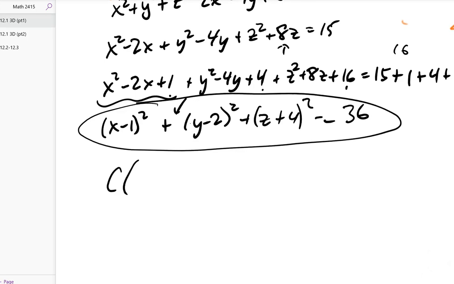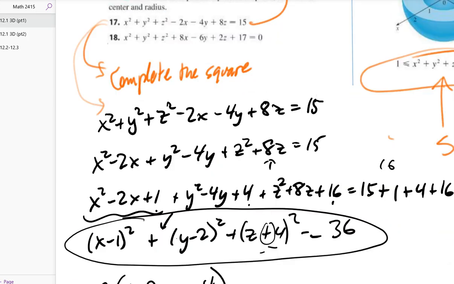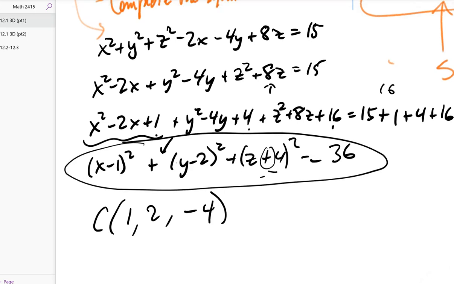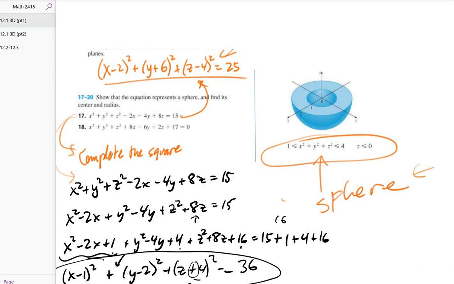So the center is 1, 2, negative 4, because this is z, this is 2, negative 4. It's negative because this is a negative negative. If you look, the formula has a negative here, okay? So the center is 1, 2, negative 4, and then the radius is 6. And there we go. That's how you do those. So is there anything else in this? Probably not. And that's your 3D lecture right there.